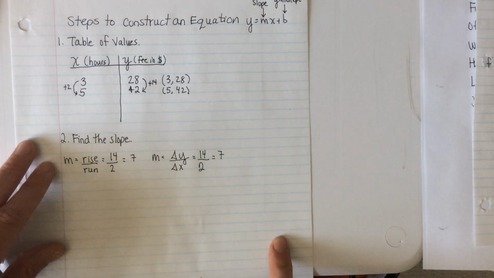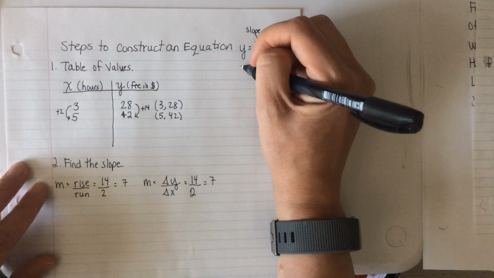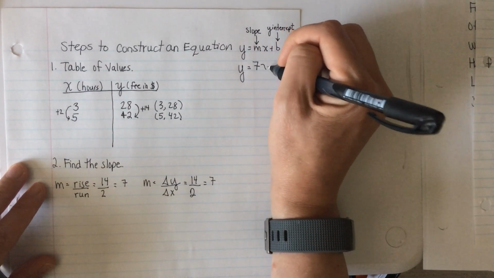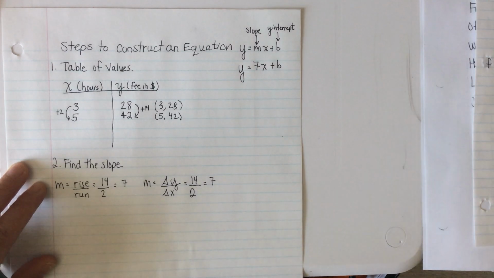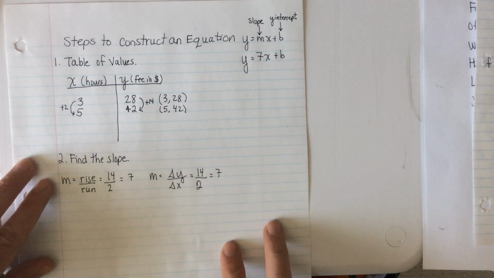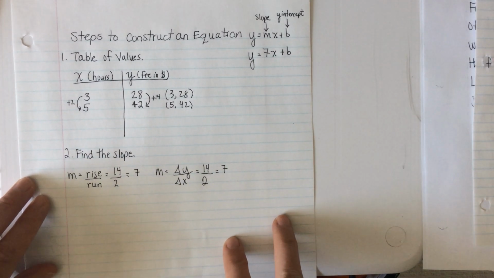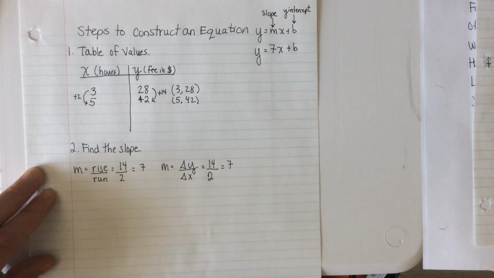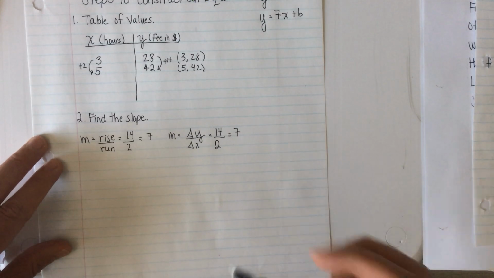So we have our slope, 7. So we're going to put that into our equation. Y equals, instead of m, we're going to put 7. And everything else stays the same. So we still need to find our y-intercept. And once we have our y-intercept, then we'll have a complete equation with just our 2 variables, x and y.